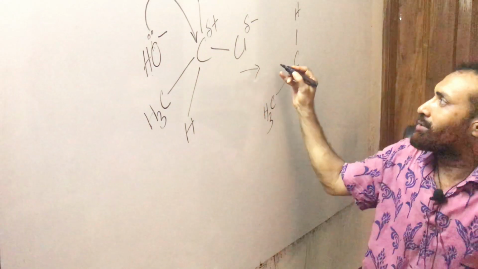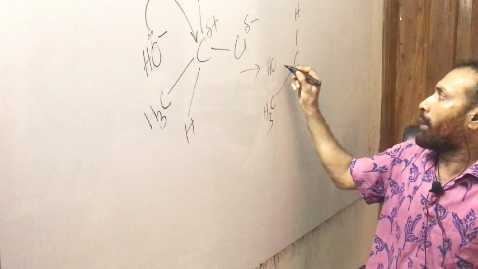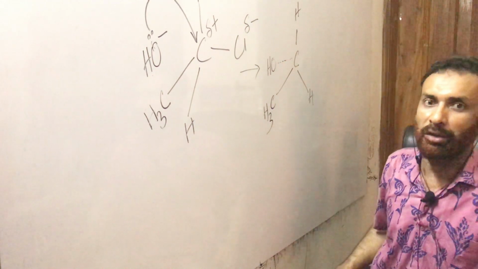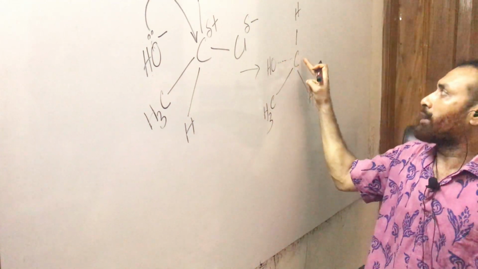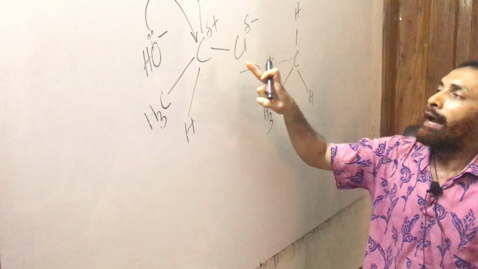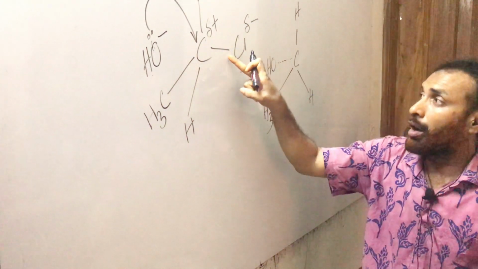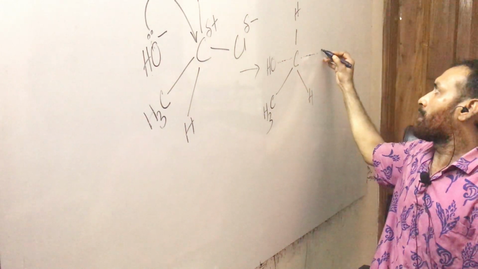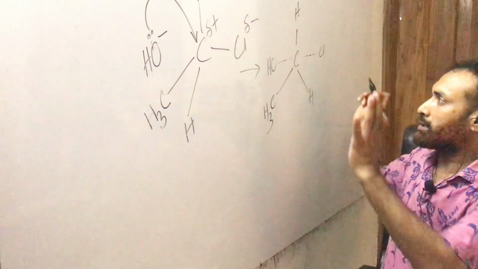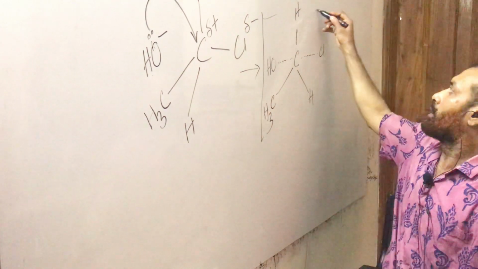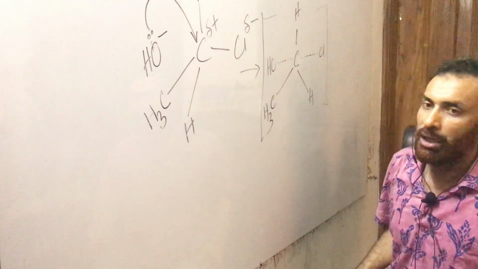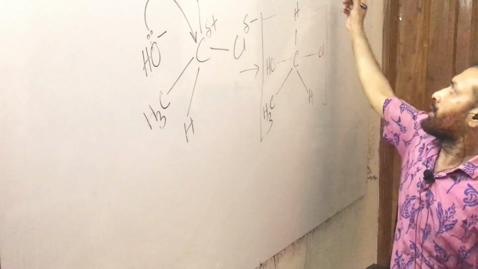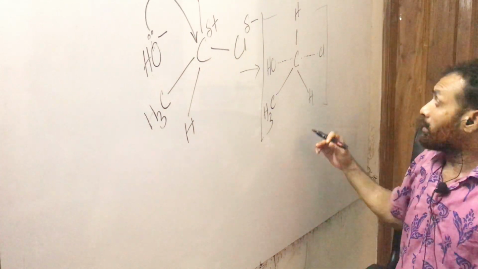Now OH is trying to make a bond with this carbon. Look, I give this bond as a dotted bond. So OH is trying to make a bond with this carbon and weakening the bond of carbon and chlorine. Look, carbon and chlorine, this bond is getting weaker. So this is an intermediate, or you can say that this is in between. Okay, so this is happening. It should have a minus sign.